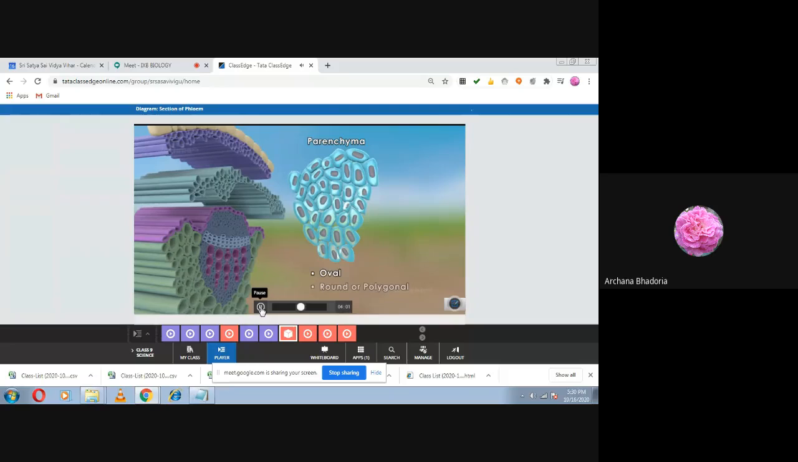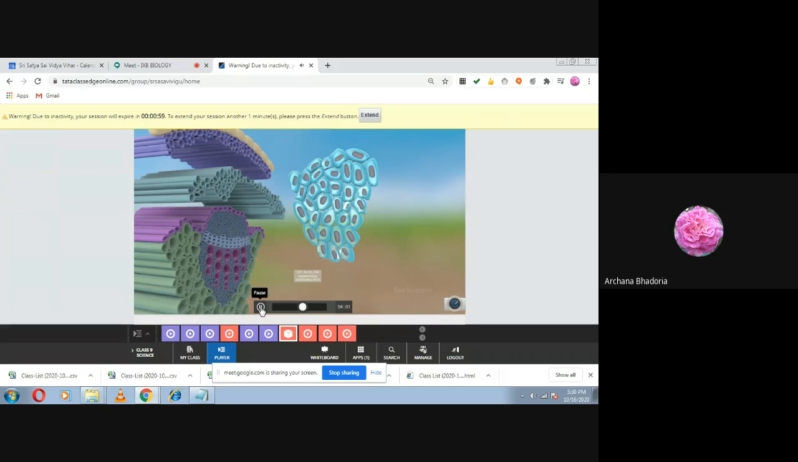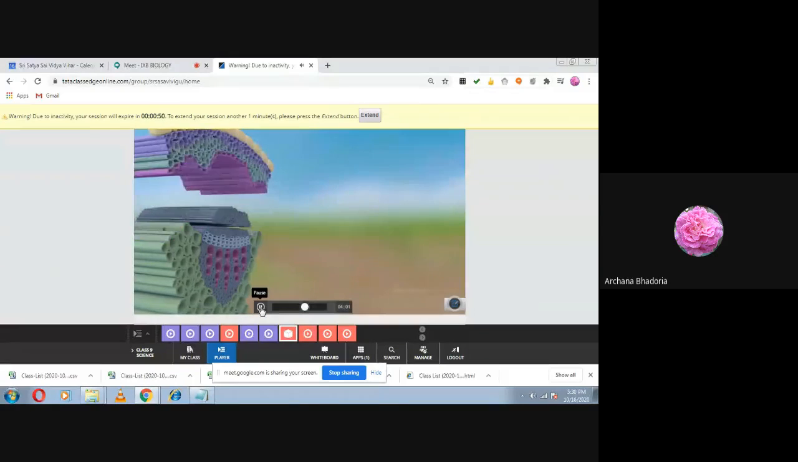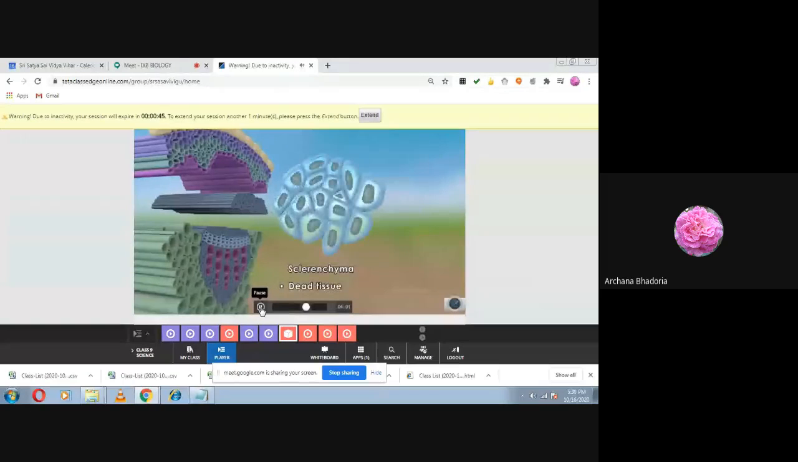Round or polygonal, and there are intercellular spaces. The cells contain large vacuoles. Parenchyma containing chloroplasts is known as chlorenchyma. Sclerenchyma is a dead tissue. The cytoplasm in the cells will disintegrate while the cell wall thickens with lignin.